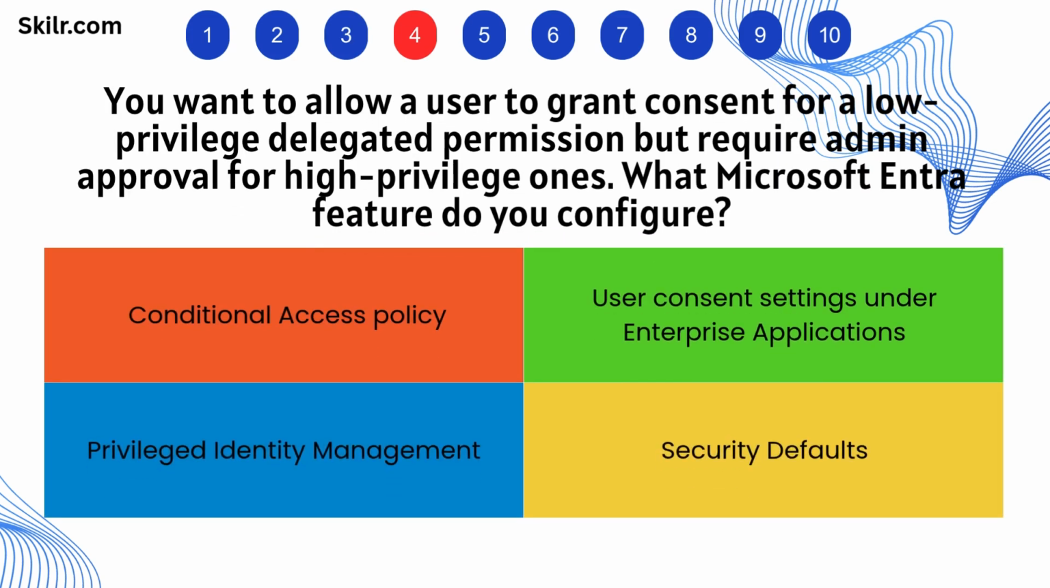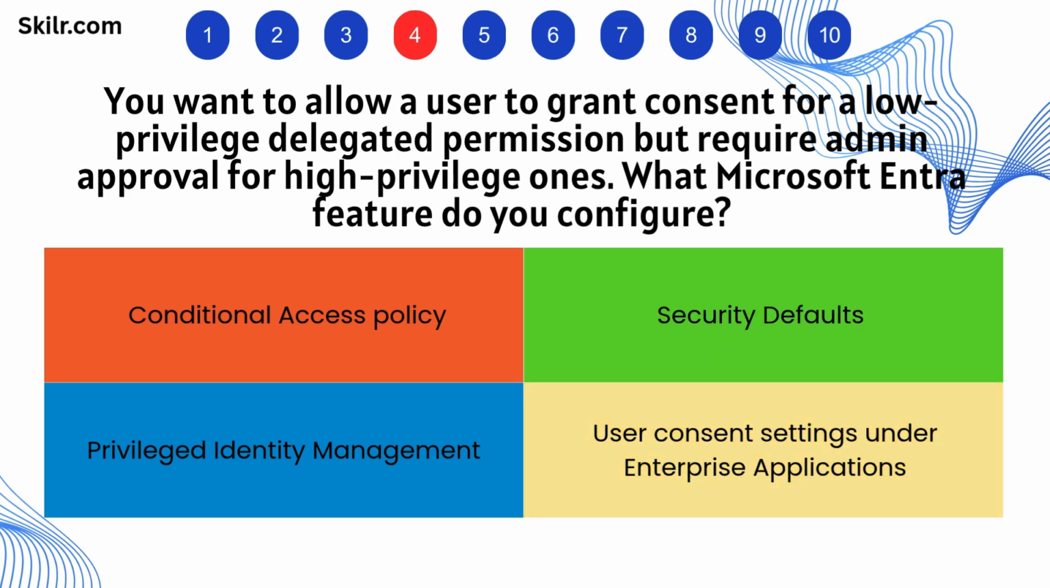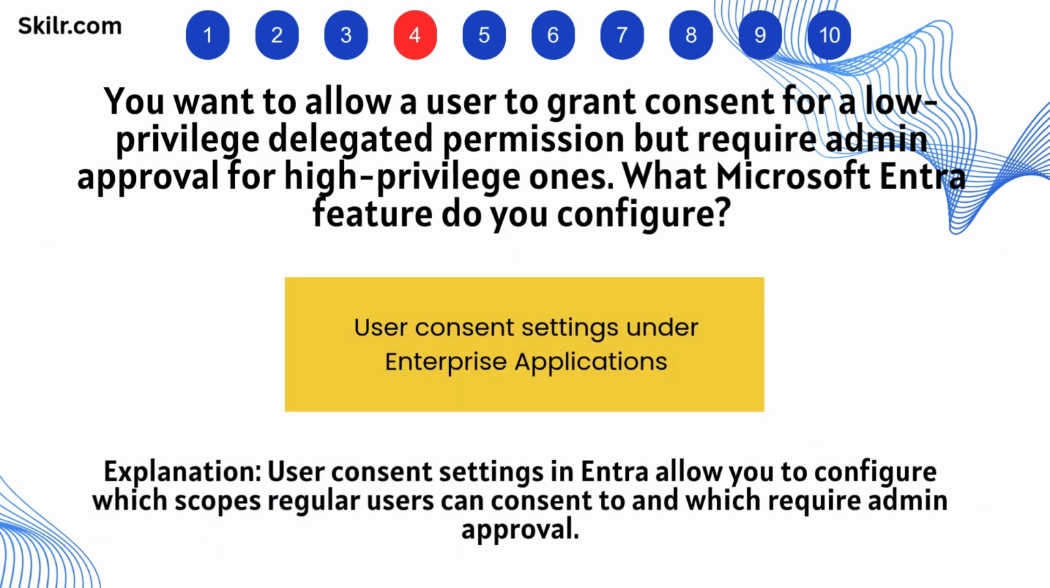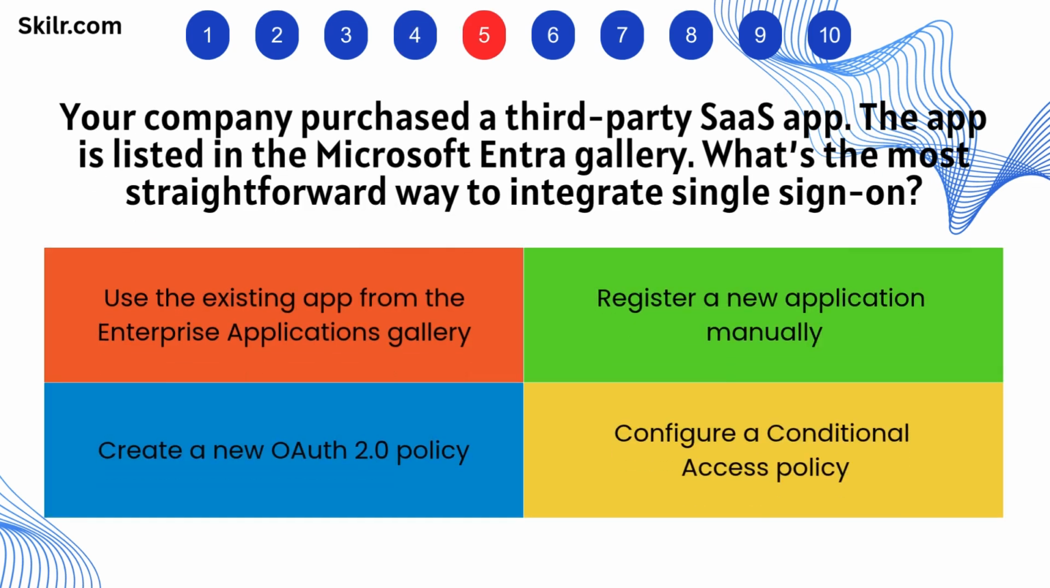Question 4. You want to allow a user to grant consent for a low privilege delegated permission but require admin approval for high privilege ones. What Microsoft Entra feature do you configure? The correct answer is User Consent Settings under Enterprise Applications, as user consent settings in Entra allow you to configure which scopes regular users can consent to and which require admin approval.